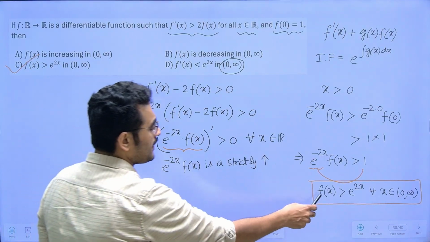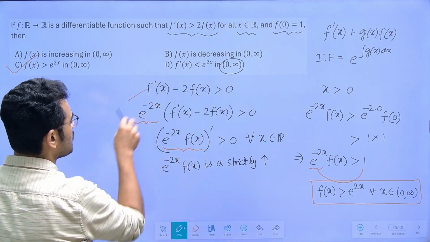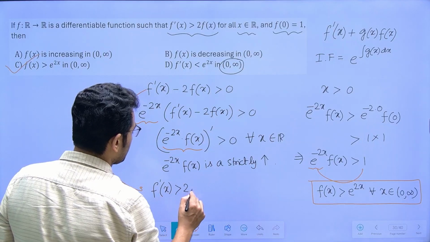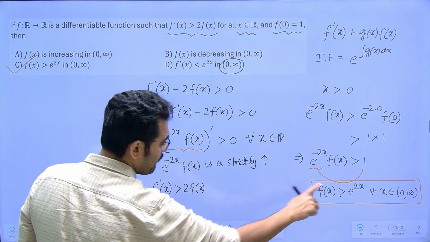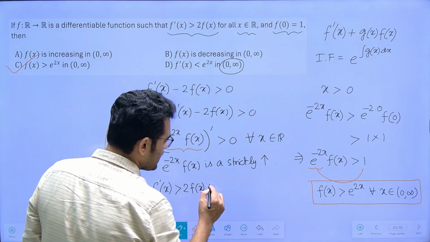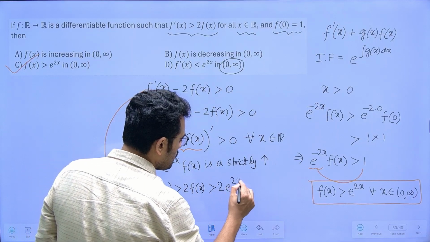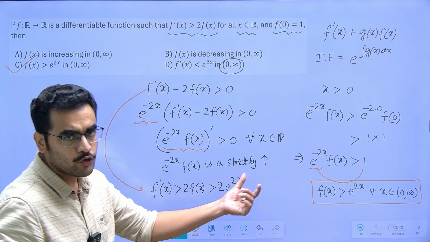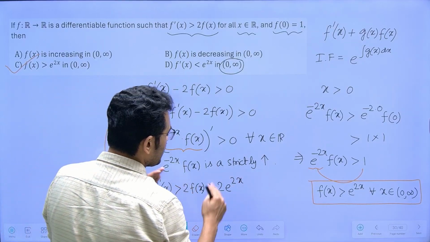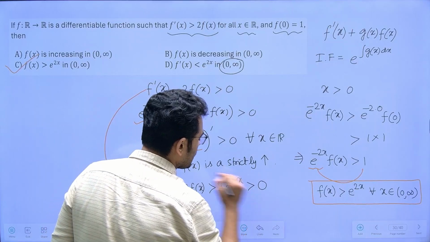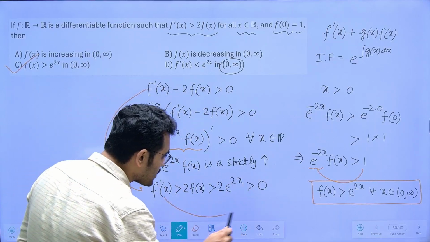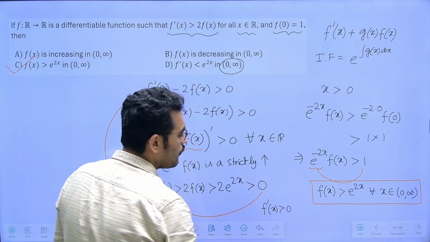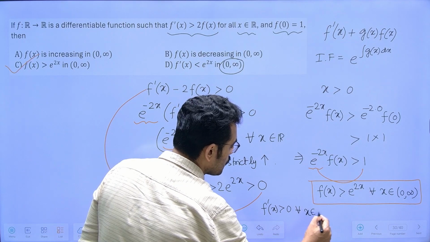And since f(x) is greater than e to the power 2x, now from here what we can say? From here we can say f'(x) is greater than 2f(x) and f(x) is greater than e to the power 2x. That means this value is more than 2 e to the power 2x, right? So f'(x) is greater than 2 e to the power 2x, which is actually more than 0. That means f'(x) is greater than 0 for all x belongs to 0 to infinity.